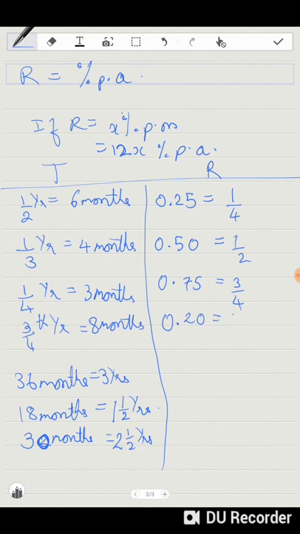So 0.20 is 1/5, right? So there are many things, and 1 upon 3 is 0.33. 2 upon 3 will be 0.666. That is 0.67. You can round it off. Are we clear? Yeah, these are some good to know figures which can help you simplify your calculations.